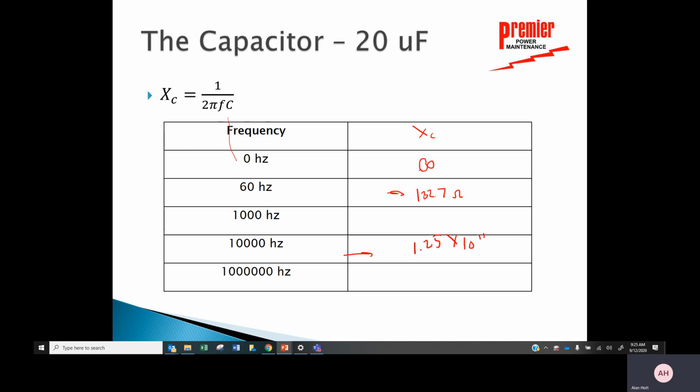Let's review this number here to make sure I did it right. So 6.28 times 20 microfarads times 60, and 1 over that. Yep, 132.7 ohms. So you can see how it would increase with time and the frequency.